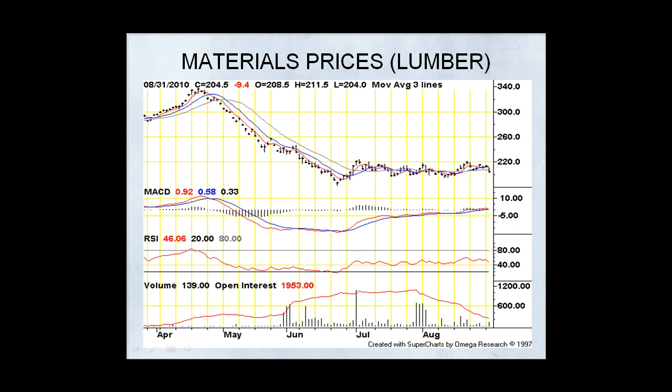It looks like the bad news is in the market here. We'll watch this very carefully towards the end of the year and into 2011, since this will be a good predictor of improved psychology amongst construction-related industries.